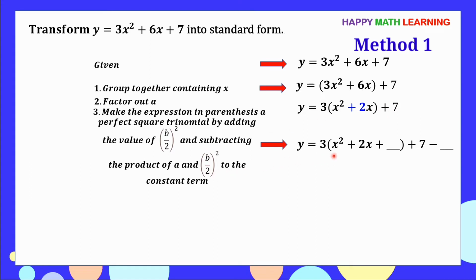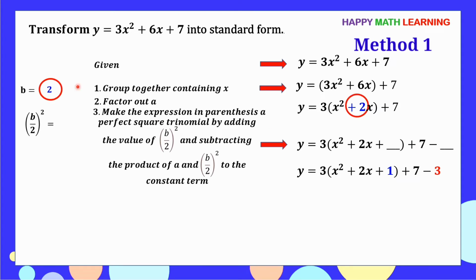y equals 3 times the quantity of x squared plus 2x plus blank plus 7 minus blank. Kunin muna natin ang value ng 1/2 b squared. The value of b is positive 2. We substitute the value to the formula. 2 divided by 2 equals 1 and 1 squared equals 1. So we add positive 1 inside the parentheses.